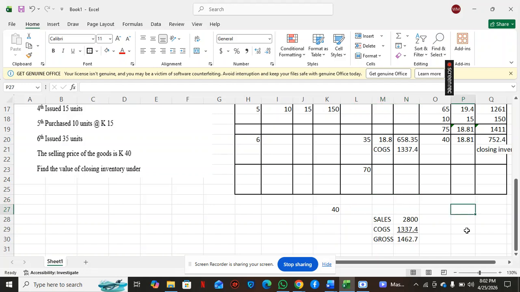Okay, 2,800. So our gross profit, sales revenue minus cost of goods sold, we get 1,462.7.